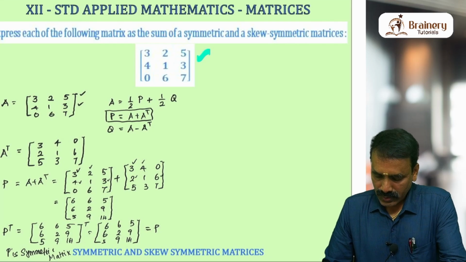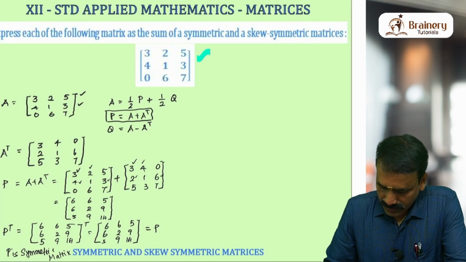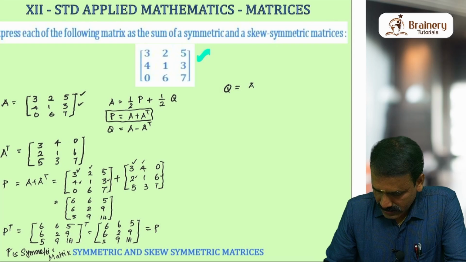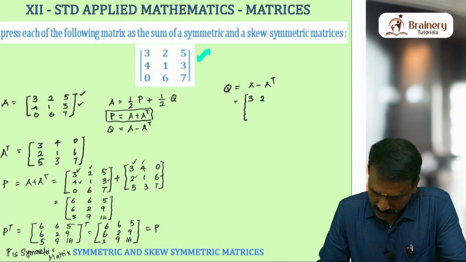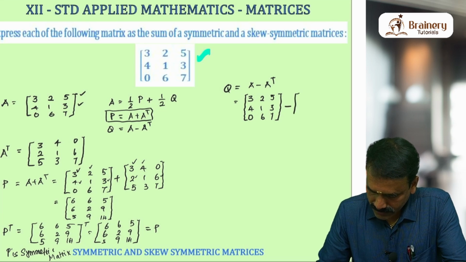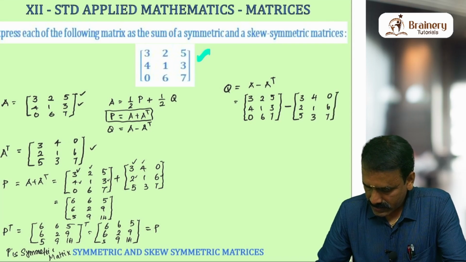Next I am going to find Q. How to find Q? Q is nothing but A minus A transpose. What is your A matrix? 3 2 5, 4 1 3, 0 6 7, minus A transpose. A transpose is 3 2 5, 4 1 3. This is your A transpose. 0, 6, 7.